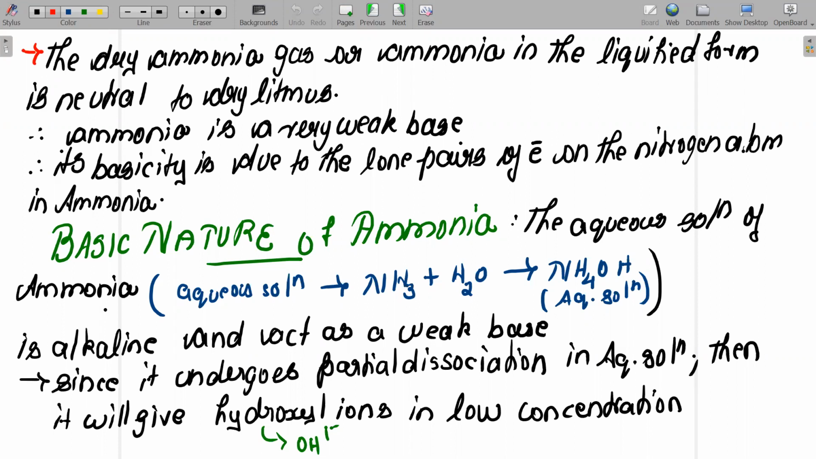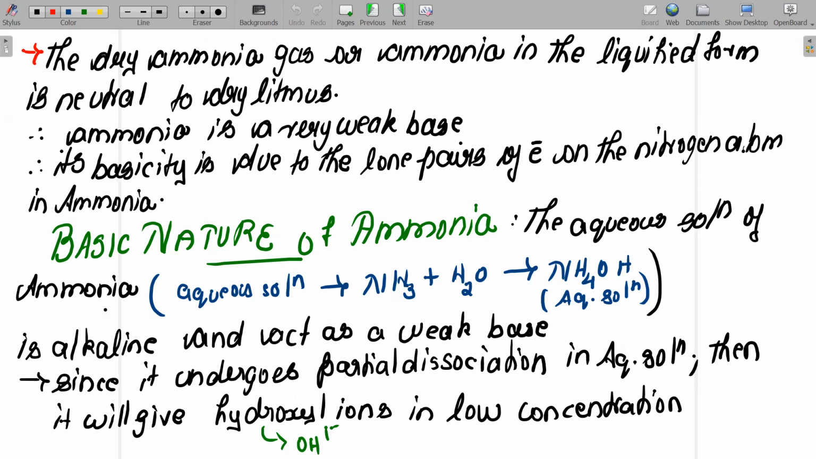When you introduce a litmus paper, if it turns blue, it shows that it is basic in nature. If it turns red, it shows that it is acidic in nature. But in this case, if you consider dry ammonia and introduce a litmus paper, there is no color change. That means that particular gas is neutral in nature.